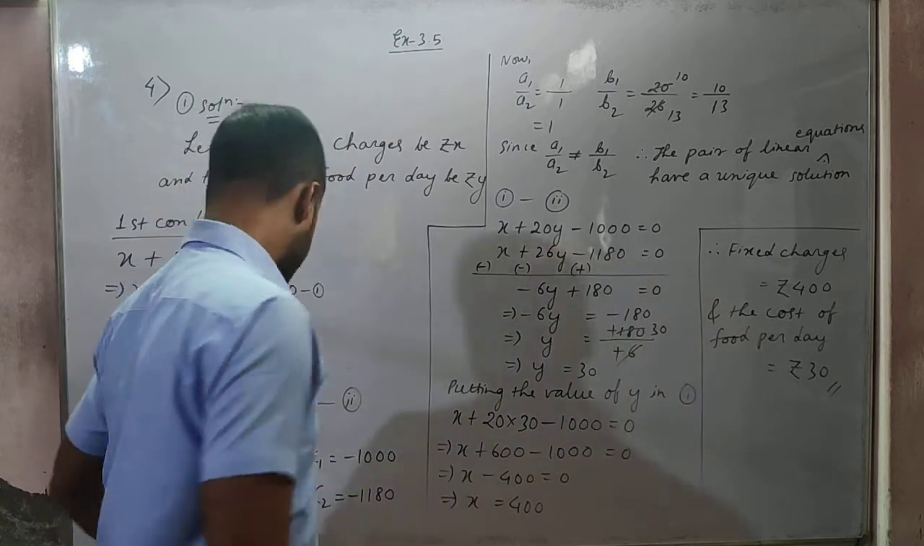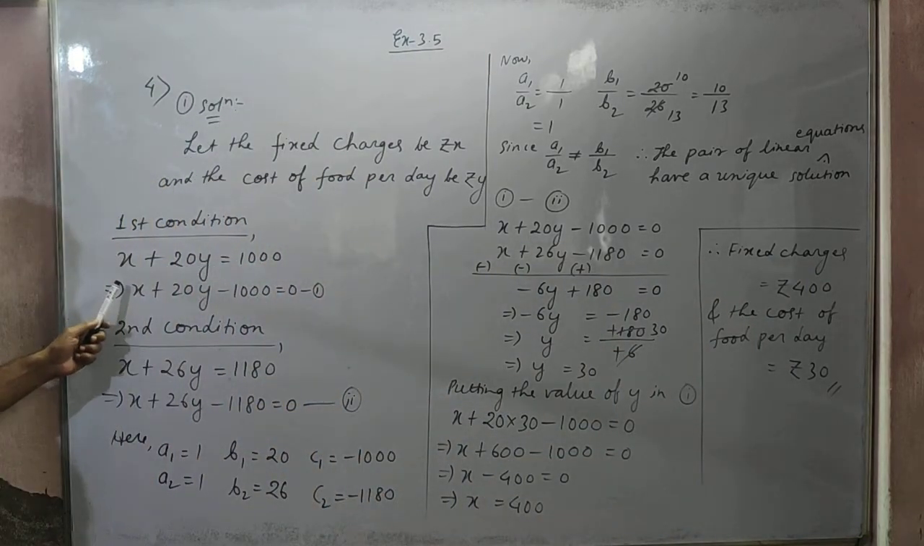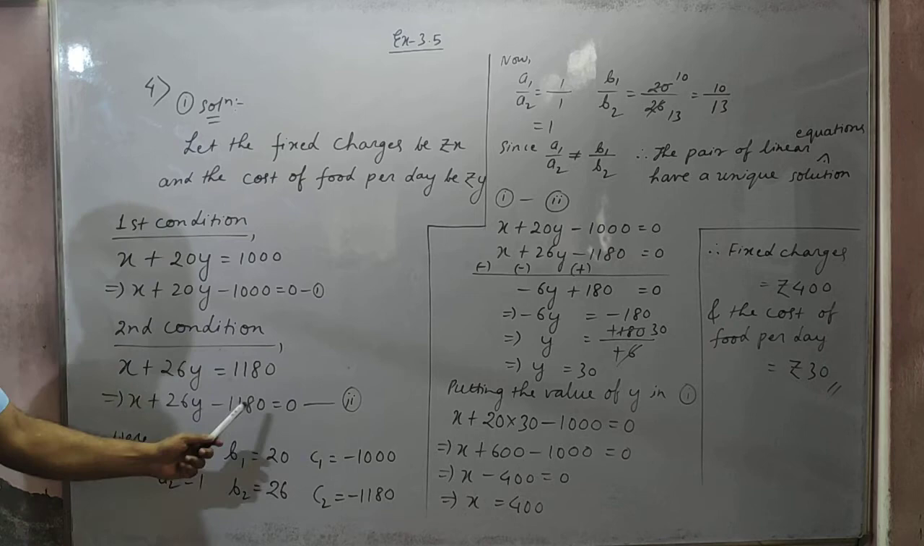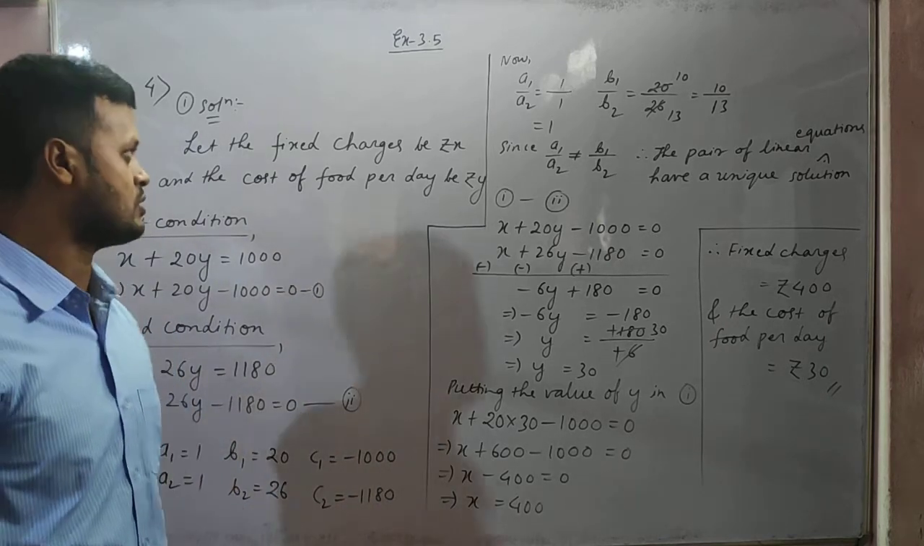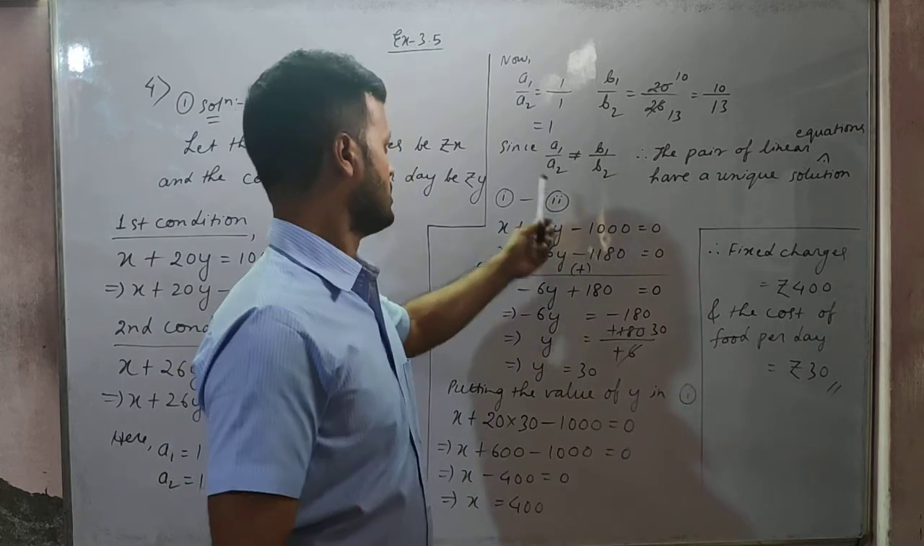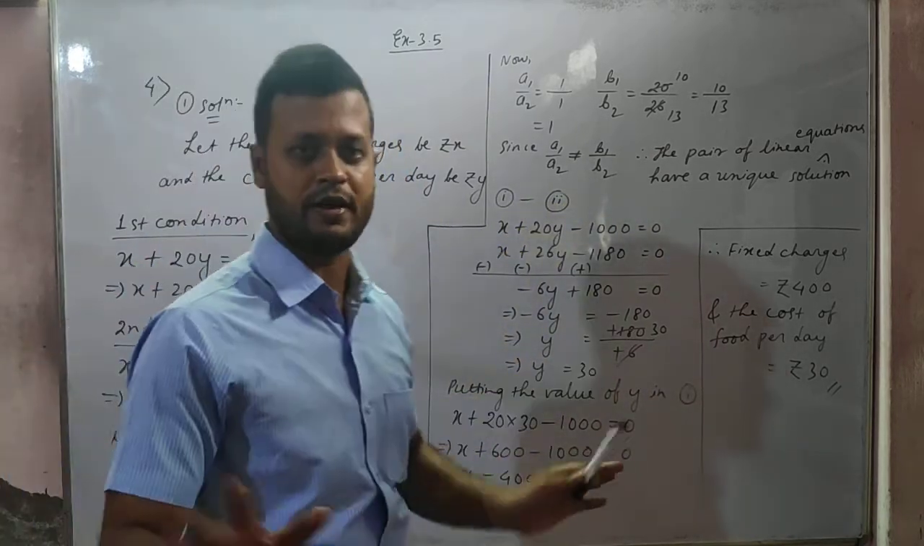That means we have to first check. So this is A1. A1 is 1 and A2 is also 1. B1 is 20 and B2 is 26. C1 is minus 1000 and C2 is minus 1180. So first we find A1 by A2, which is 1. B1 by B2 is 10 by 13. So we can easily observe that A1 by A2 is not equal to B1 by B2. So we don't need to find C1 by C2.